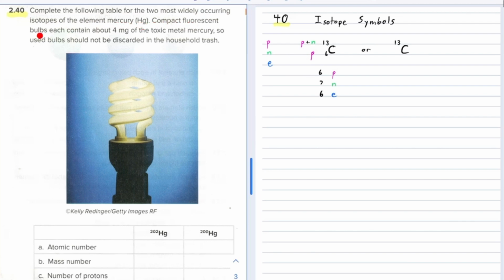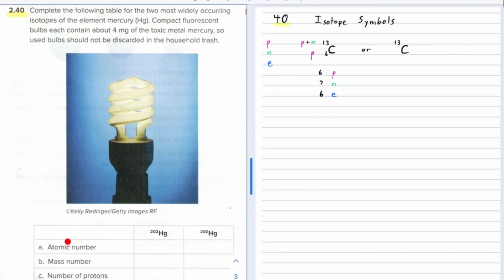Compact fluorescent bulbs each contain about 4 milligrams of the toxic metal mercury, so used bulbs should not be discarded in the household trash. So this last sentence is just an interesting piece of information about mercury. The first sentence says what you're supposed to do.